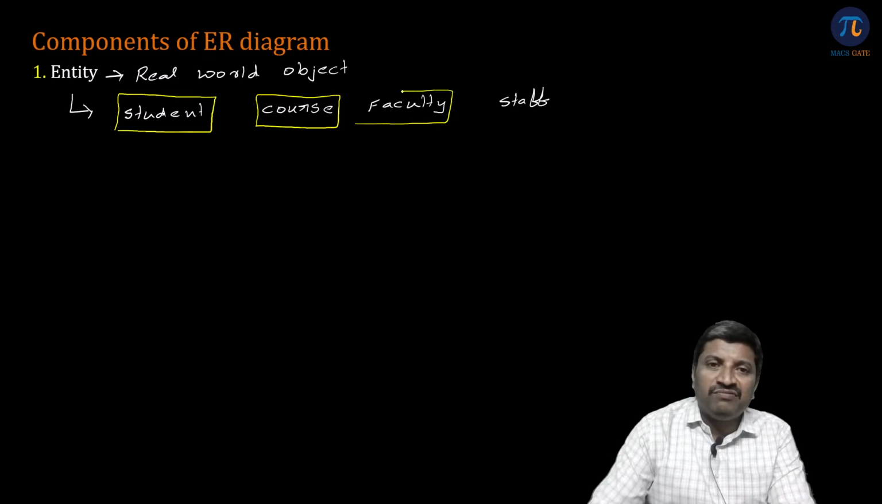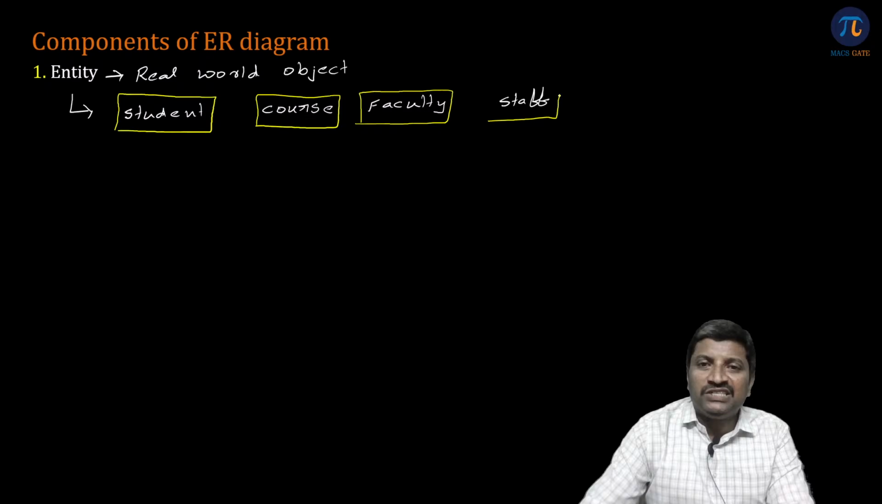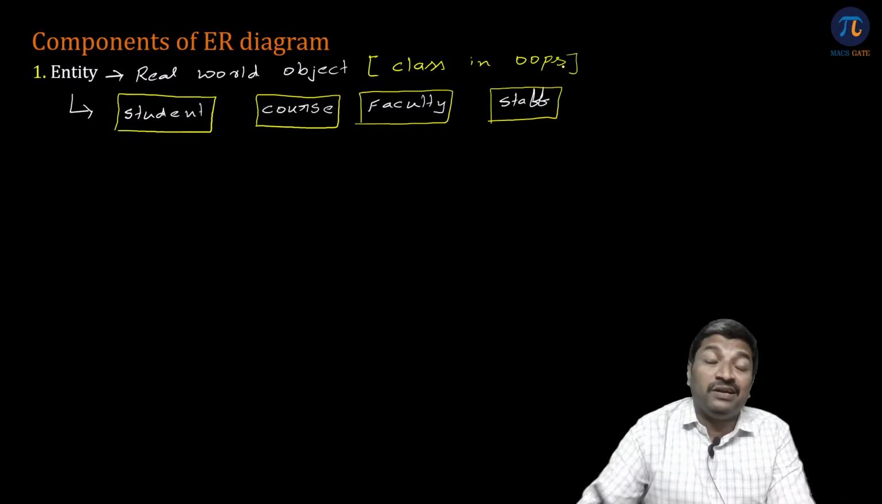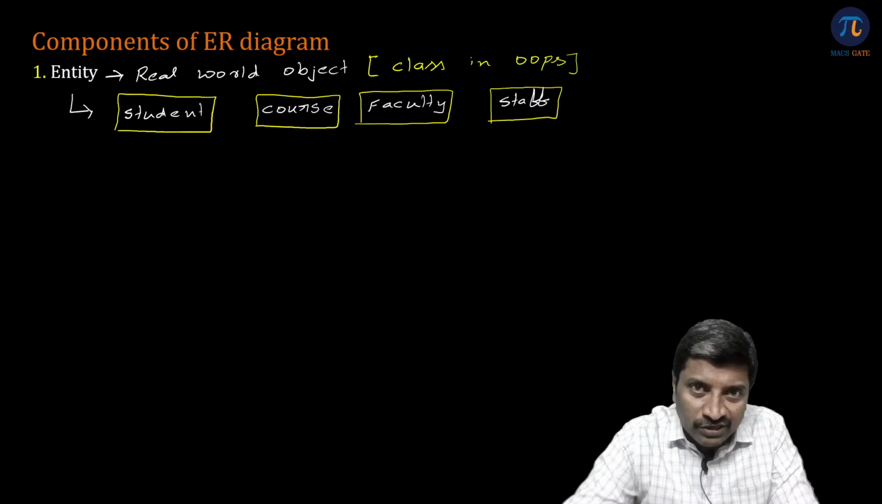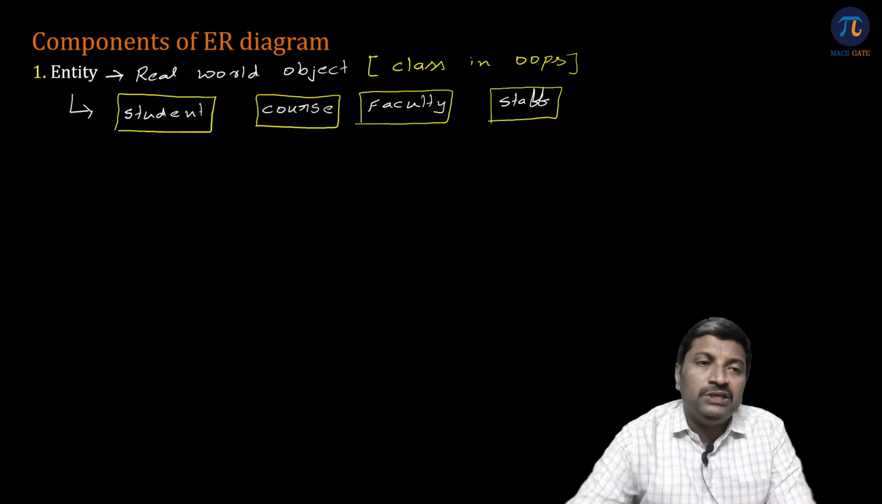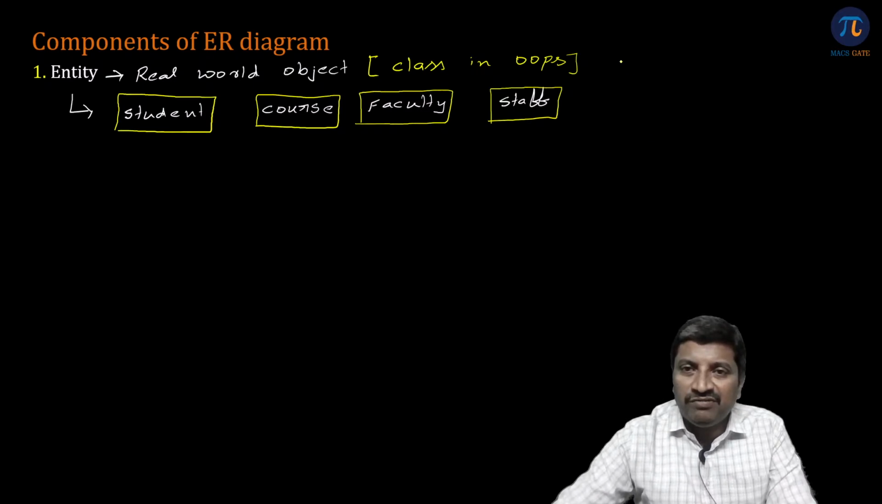If you are familiar with object-oriented concepts, then an entity is like a class. It's a blueprint. So you can say it is a class with respect to OOP concepts. In that, I have not given the details of any particular student. I am saying that I am going to consider the students. That is about entity, which is our first component. Every entity will be represented by a rectangle.